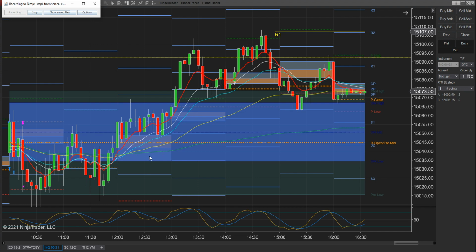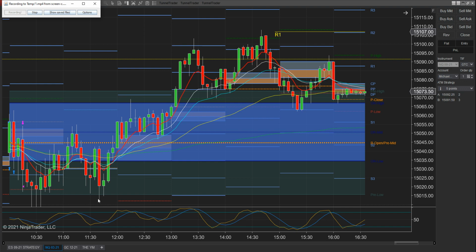This is stochastic, and the settings for stochastic are 5, 6, 3. So we got 11:30, and we got a crossover here right about the time we get this big down candle.